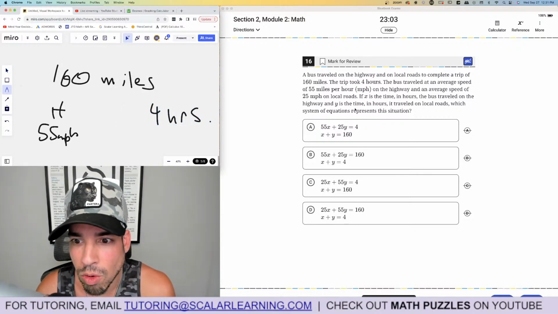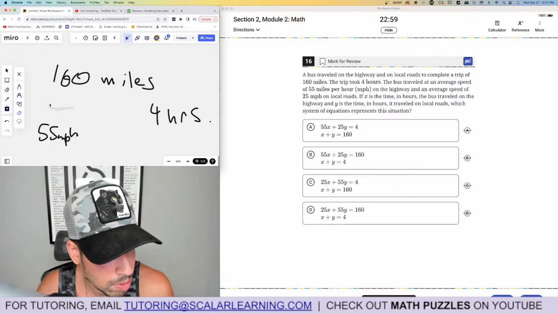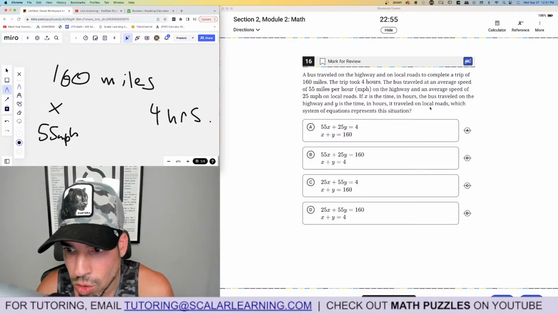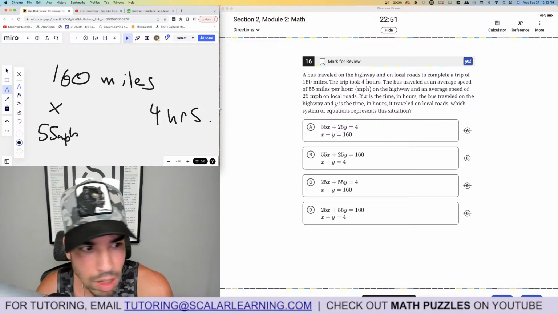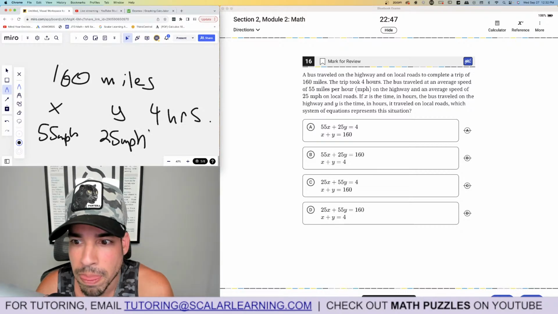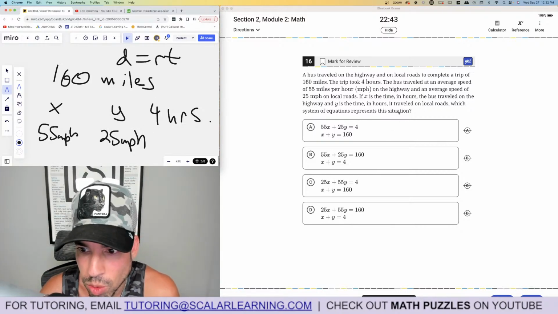And they can tell us this. Highway is X. Let me keep it consistent. And then 25 on local roads. Y is the time on local roads. Y on local at 25 miles per hour. And distance equals rate times time in the equation. Okay, which system of equations represents the situation?